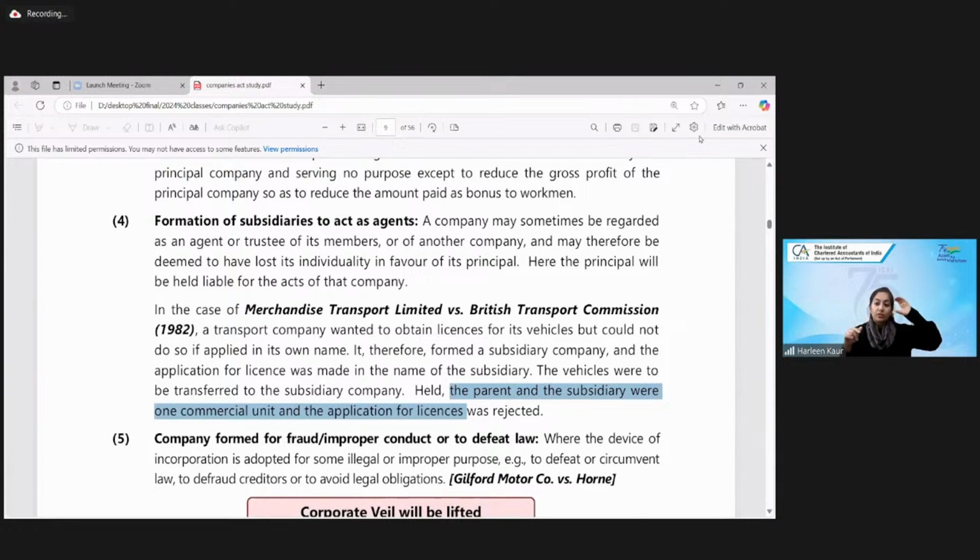Here, this is a parent company. It has created a subsidiary just for applying for the license. They said, I am not getting the license, let me create a subsidiary and get the license through it. So you are committing fraud. You can't say the company committed fraud; you as an individual have done a fraud. Whether you're doing it as a parent company, just making subsidiaries to act as your agent, then also the corporate veil will be lifted.